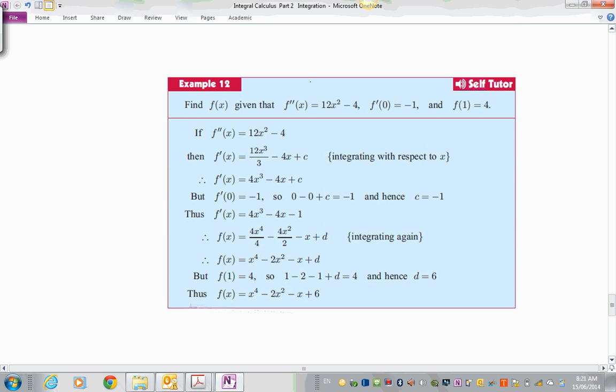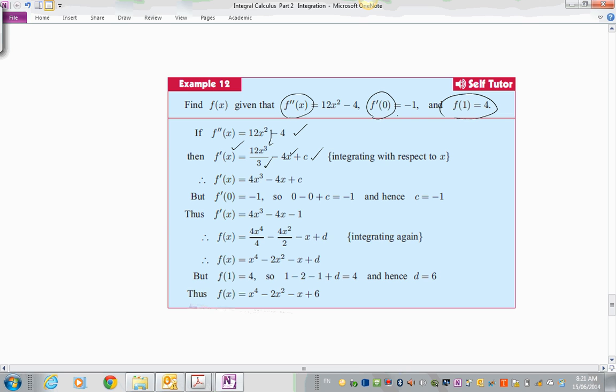Have a look at this one. We've got the second derivative and the first derivative. So we're going to have to come backwards through stages, and the function value here. So let's take the second derivative, go back to the first derivative by increasing the power by 1, dividing by the new power, to get 4x plus c.